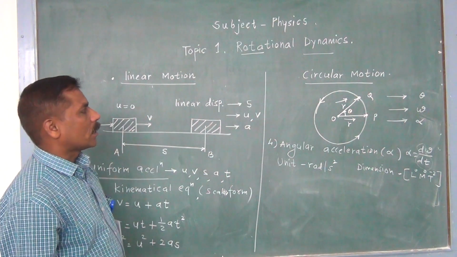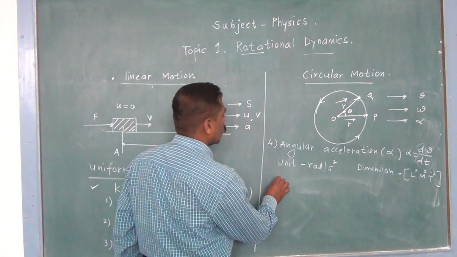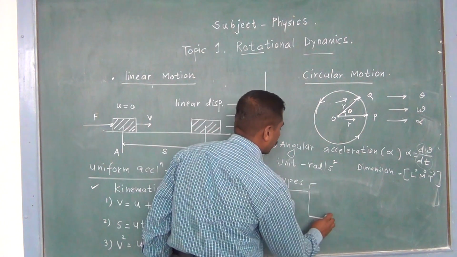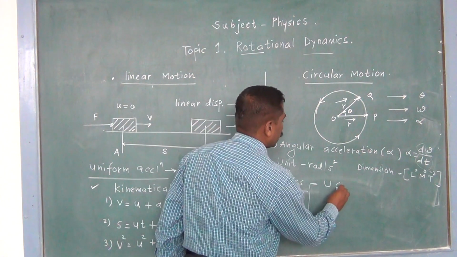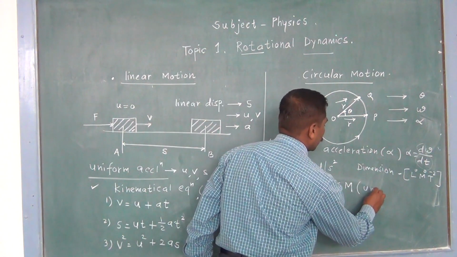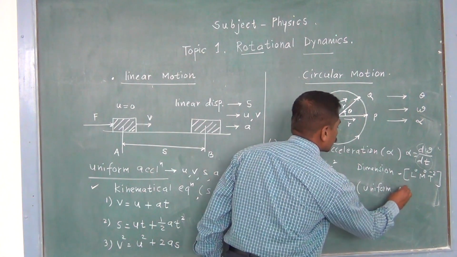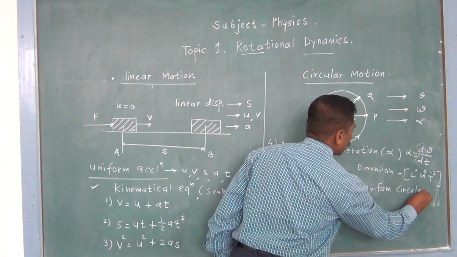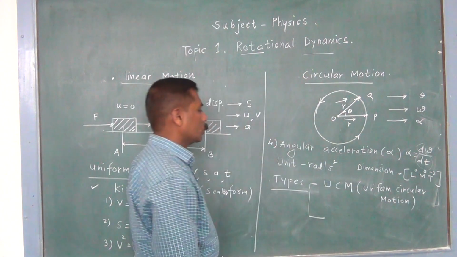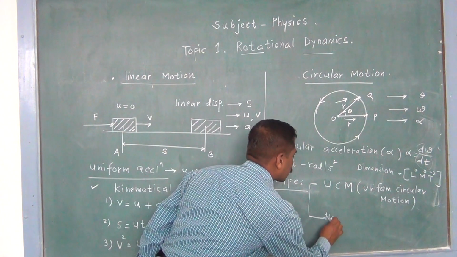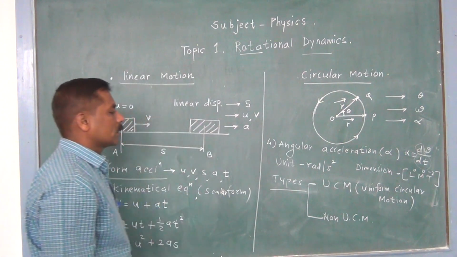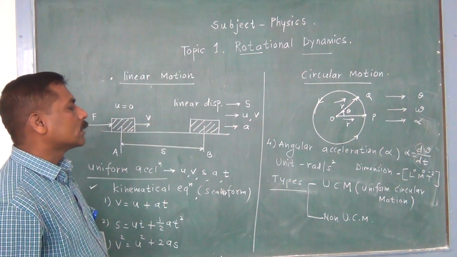Again this circular motion is divided into two types. Circular motion further divides into two types. One is called the UCM, which is a short form for uniform circular motion. Uniform circular motion is called the UCM, and the second type is called the non-UCM, the non-uniform circular motion.